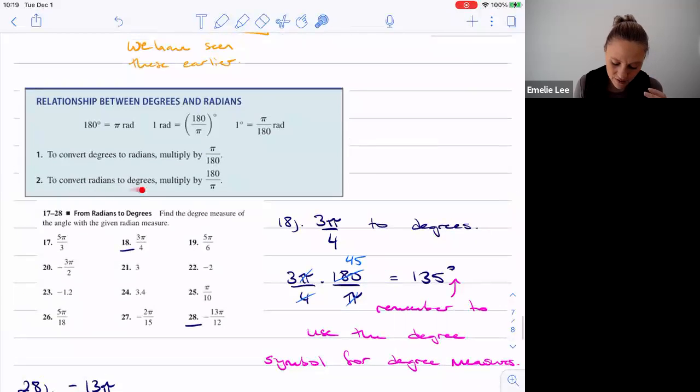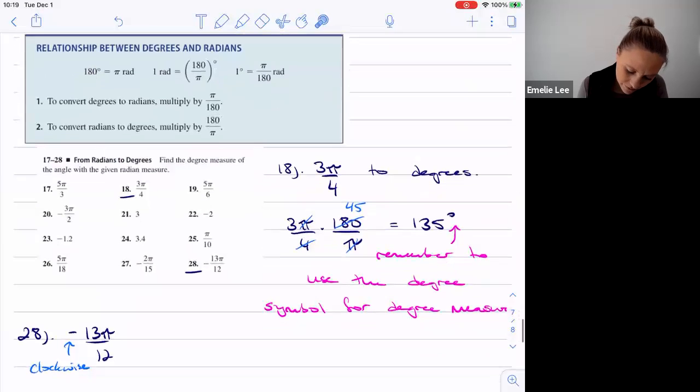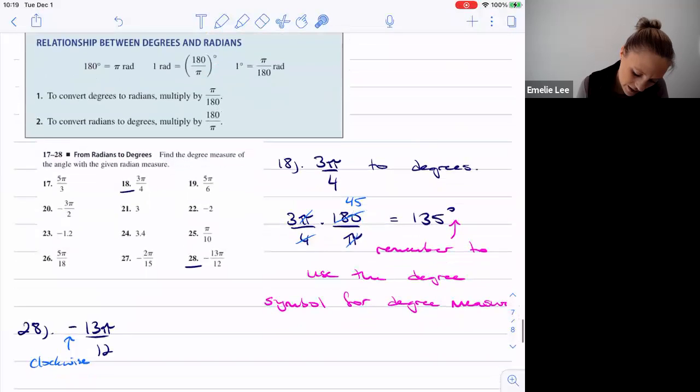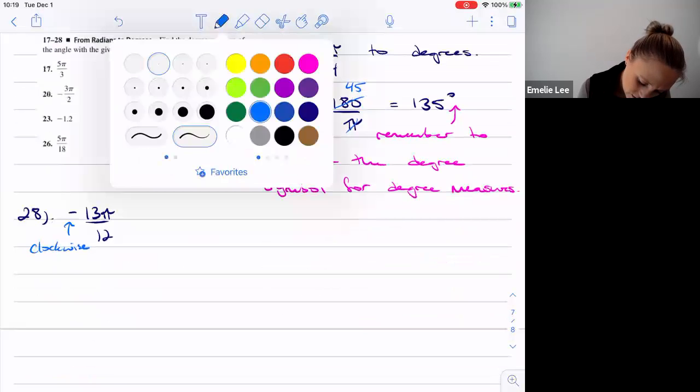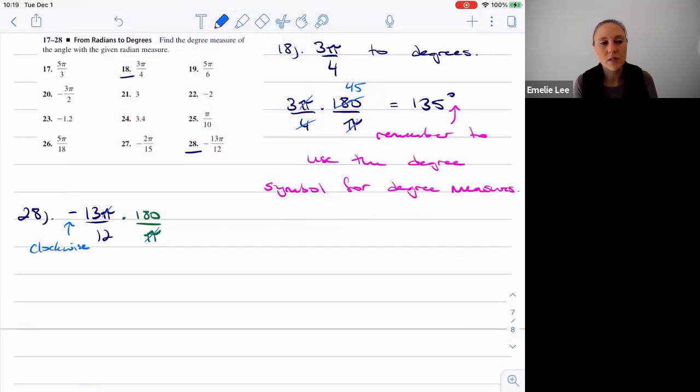I actually find these easier to follow than these ones. For some reason, they don't click for me. That's okay. So to convert radians to degrees, multiply by 180 over pi. So times 180 over pi. The pi's will cancel. I'm just going to see if 180 divides nicely by 12. If it does, it does.